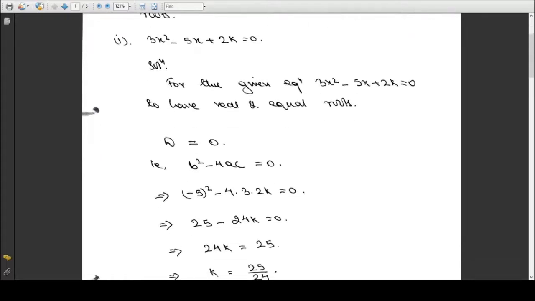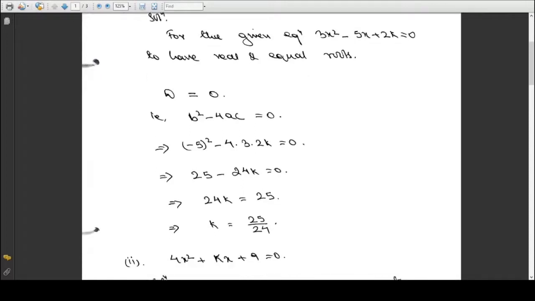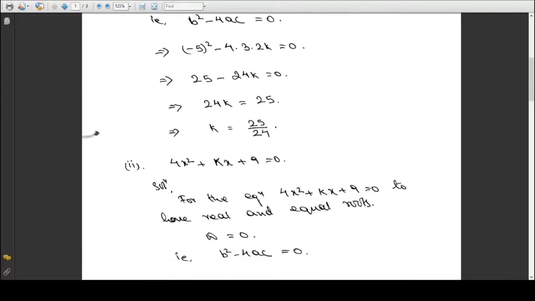This should be 0. Minus 5 square is 25, minus multiplying these 4, 3, 12, 12 times 2 is 24k, equal to 0. Taking this 24k to the right side, this means 24k is equal to 25, which gives us k equal to 25 by 24.